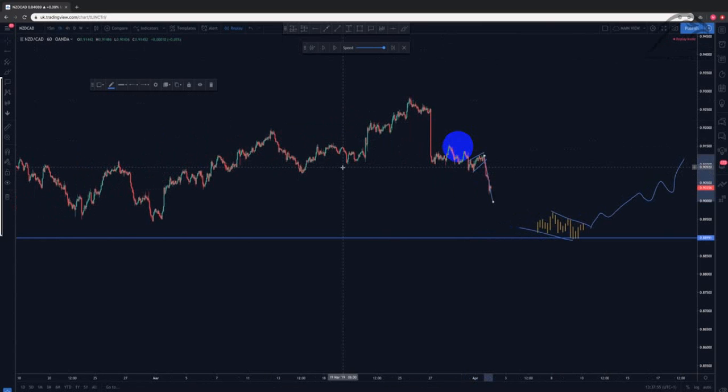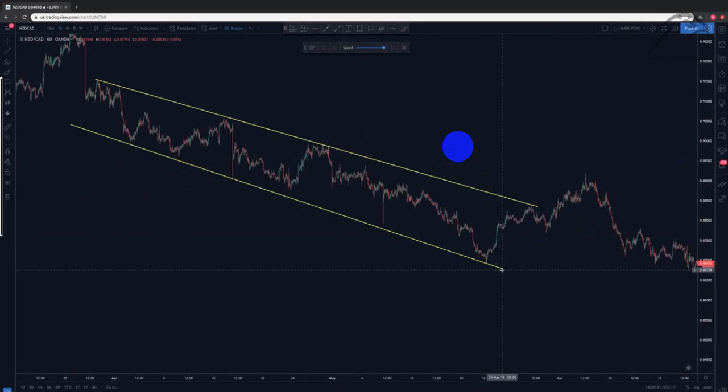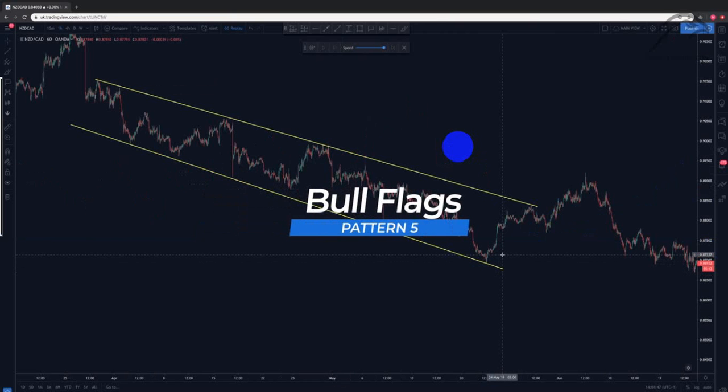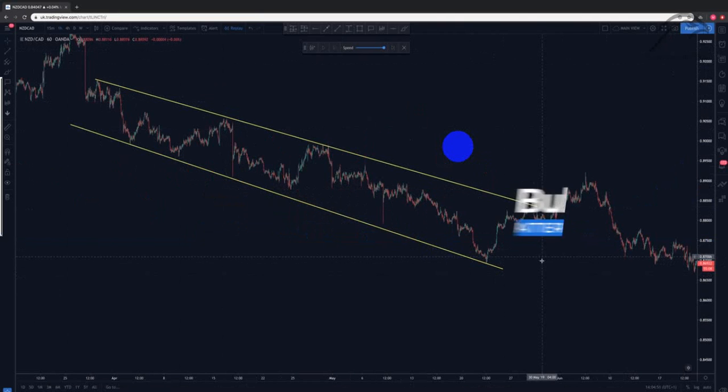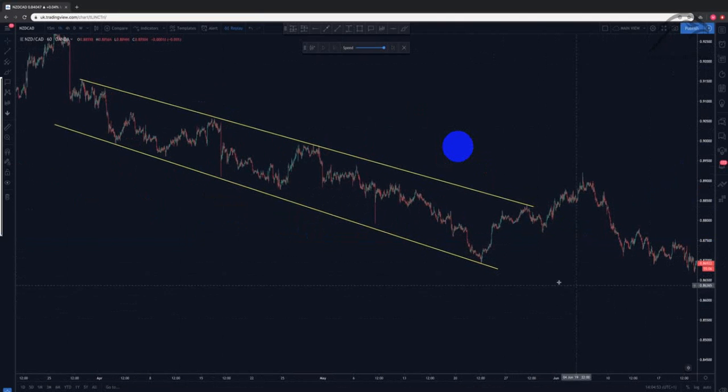But that is it for the bear flags. Go and test it, do your homework, see this on multiple pairs across the board. Let's move into the next pattern. So next up, we're looking at bull flags now. This is the opposite to what we were looking at with bear flags. Here we have New Zealand CAD, and we're on the 1-hour chart. We're going to be looking at a buy setup.